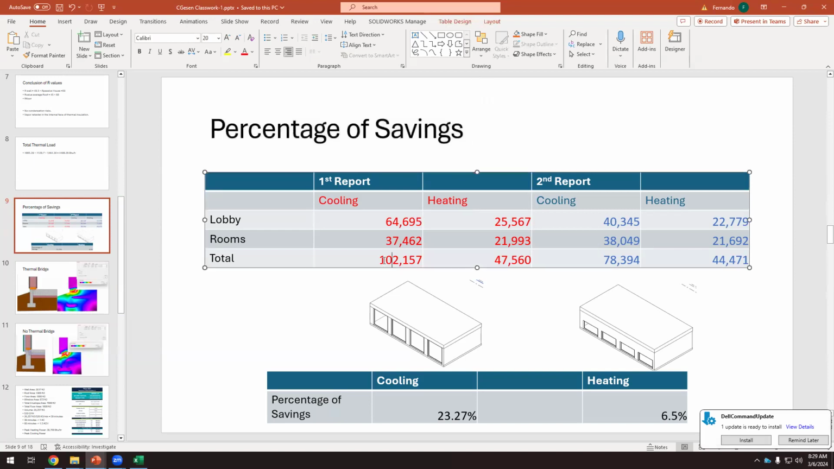So that's it. This affects mostly cooling, as you can see. Okay, so we have percentage of savings. This is the total, the cooling and the heating. So we can save 23% of cooling, only 6% of heating. Okay, so reducing the glass affects cooling, not heating. So if I reduce the glass by half, I only reduce 6% of the heating peak load.